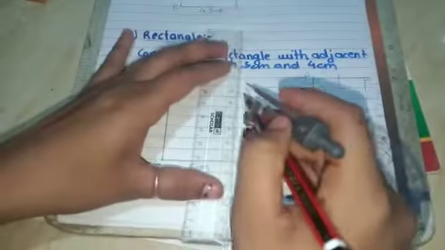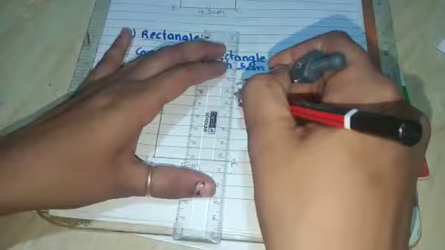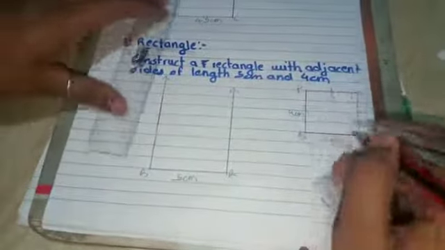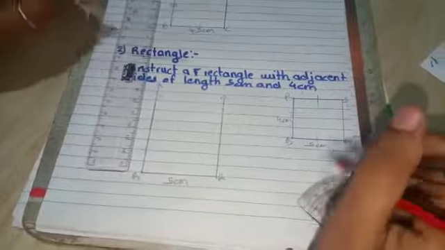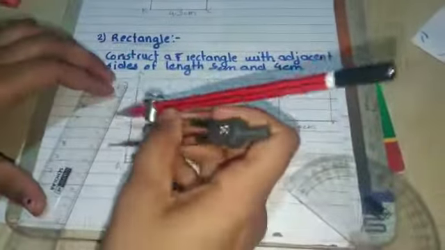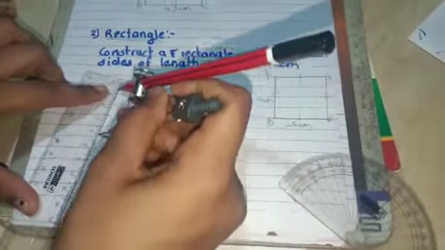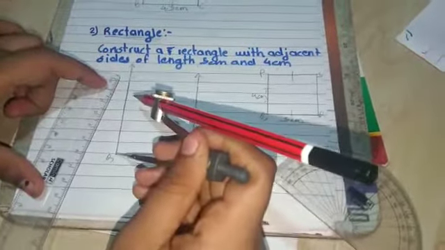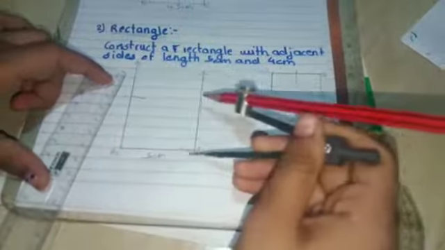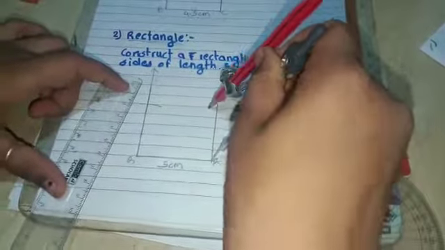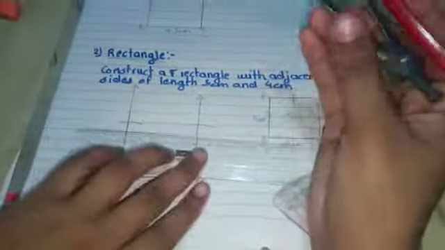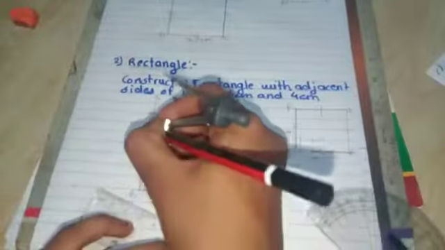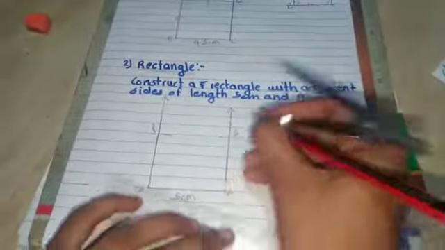Now PQ and RS are both 4 centimeter. So open the compass to 4 centimeter and cut these perpendiculars at 4 centimeter. Both the perpendiculars have to be cut like this.